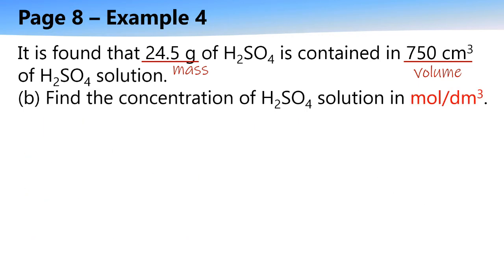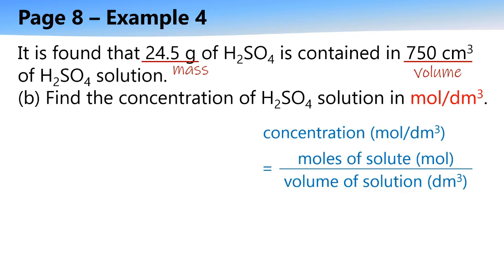Okay, part B. Find the concentration in moles per dm3. There's an error in your notes: it repeated grams per dm3, but change it to moles per dm3. So now I want to find the concentration in moles per dm3. To find that, I will need the number of moles over the volume of solution. But the question only gives me the mass and volume of solution. It doesn't give me moles. So think about it: how can I find the number of moles, given these two quantities?